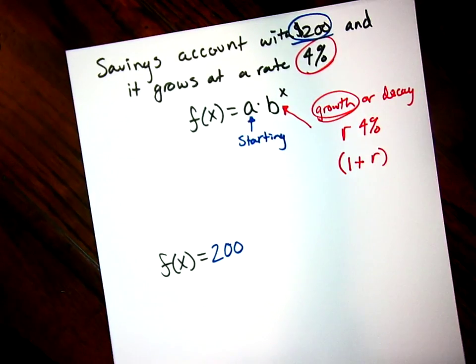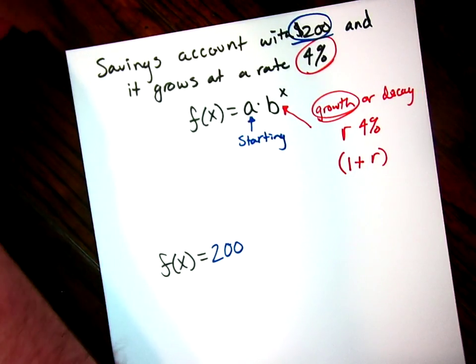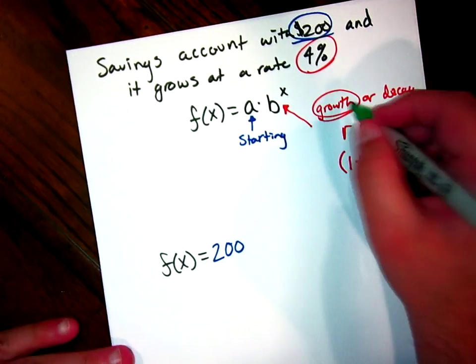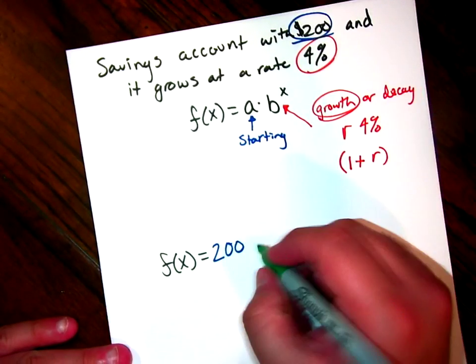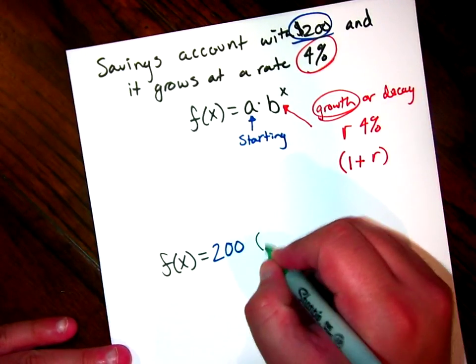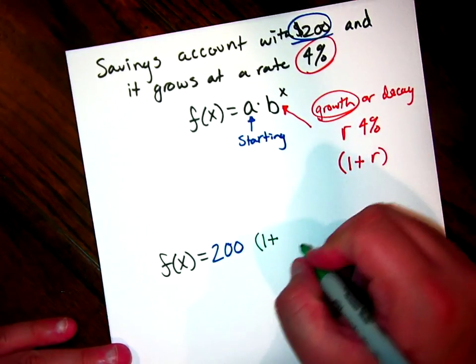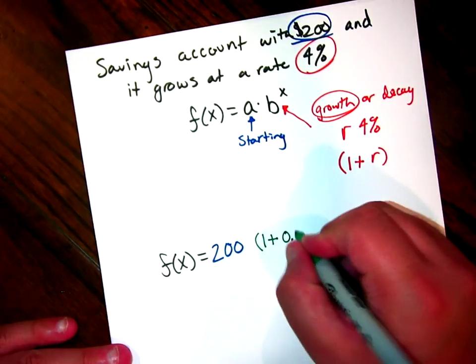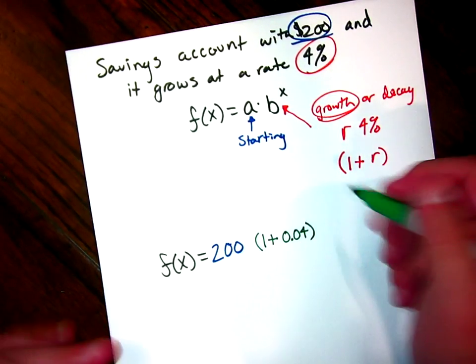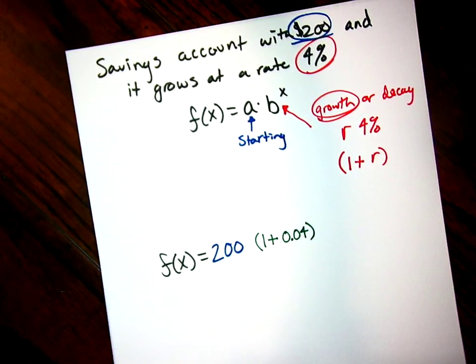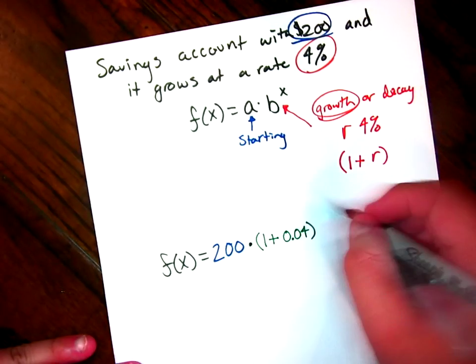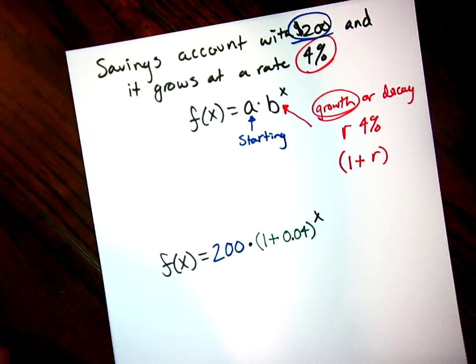Since we have growth, we're going to do this in green. What's actually going to go in here is 1 plus, and then 4% as a decimal, which is just 0.04, and then to the x. That's going to be the function.